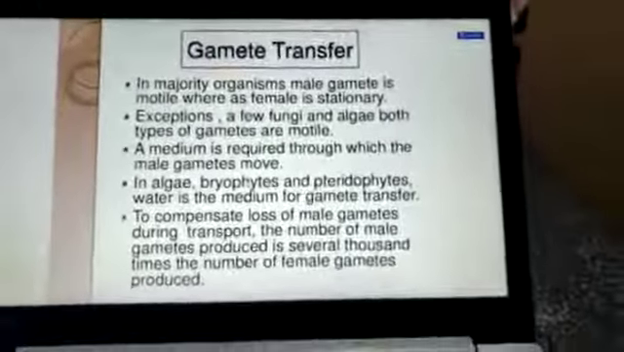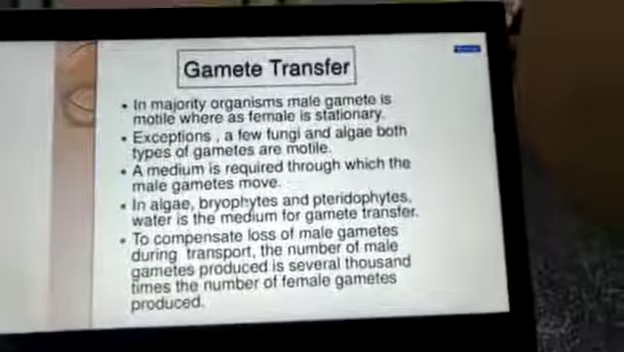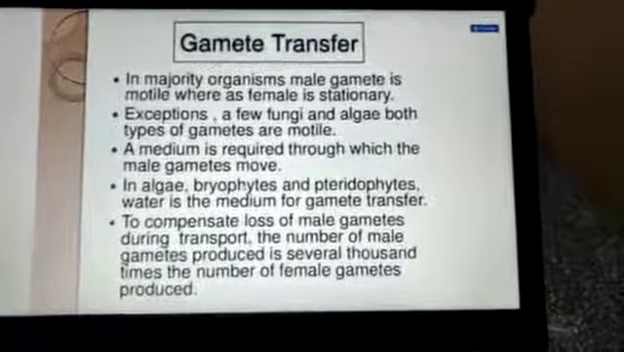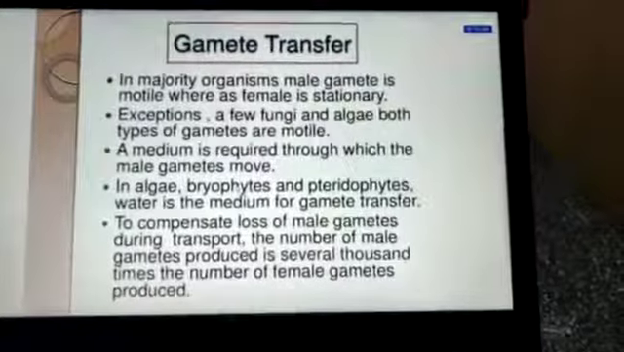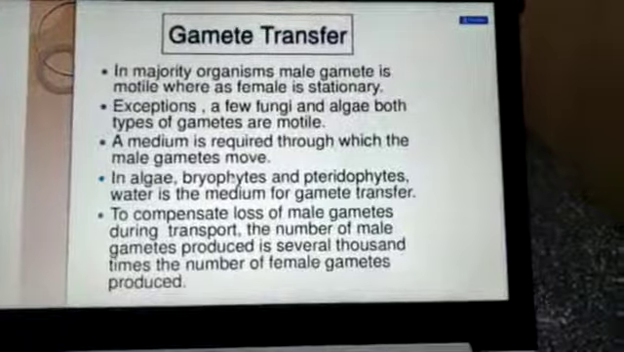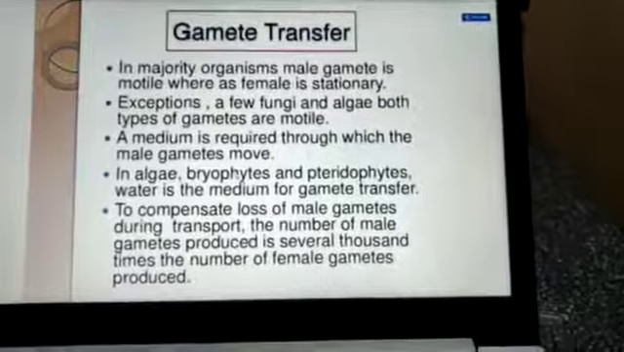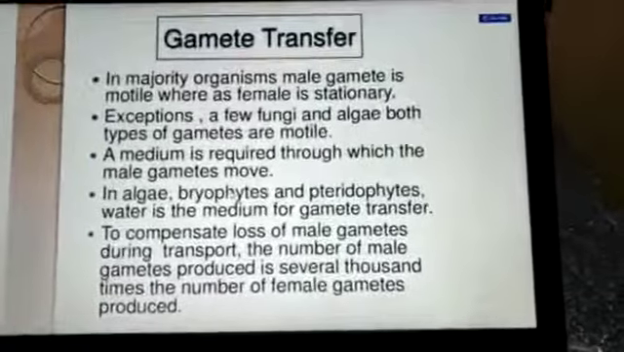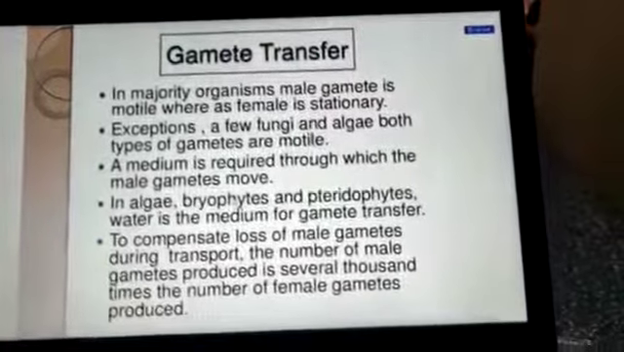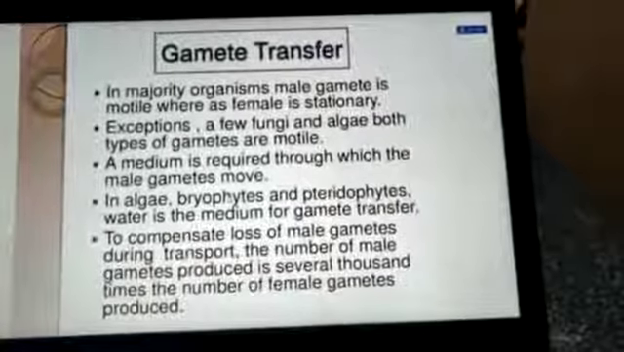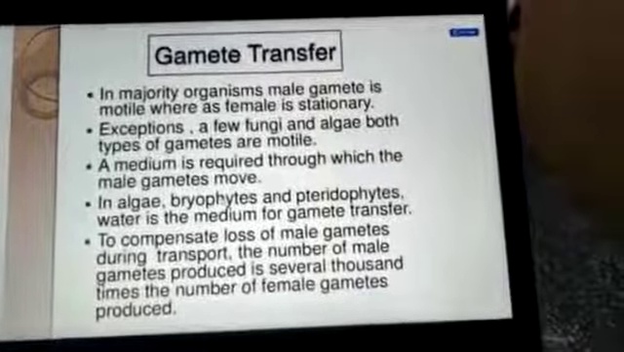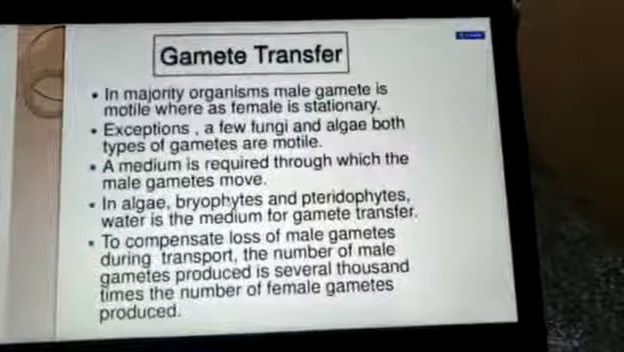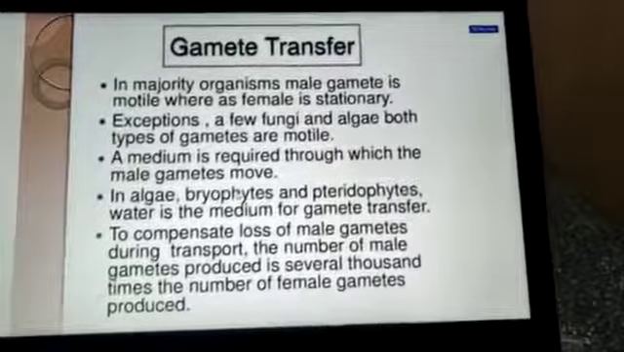Now the third type: we are studying the pre-fertilization events, formation of the gametes and then gamete transfer. In the majority of organisms, the male gamete is motile, whereas the female is stationary. Exceptions are a few fungi and algae, where both types of gametes are motile. A medium is required through which the male gametes move. In algae, bryophytes, and pteridophytes, water is the medium for gamete transfer. To compensate for the loss of male gametes during the transport, the number of male gametes produced is several thousand times the number of female gametes produced.